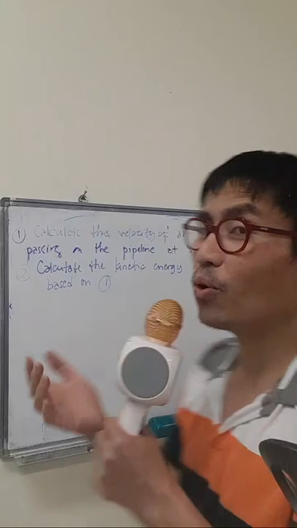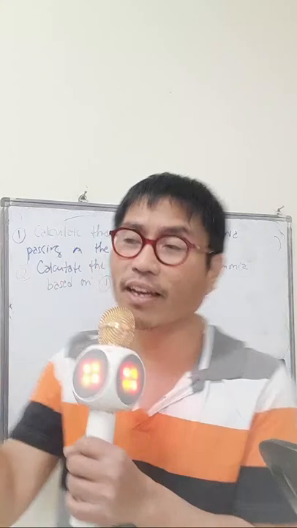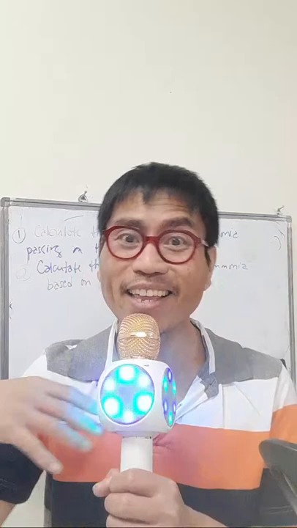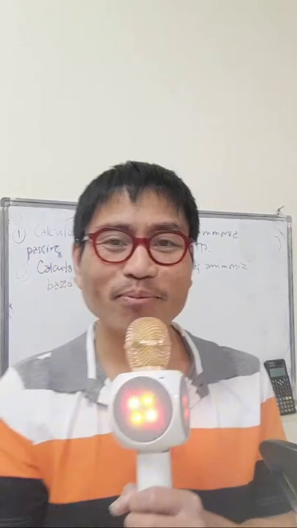So this is an exemption to a lot of problem solvings, because at least there must be one numerical data. But here, there's no data. Calculate the velocity of an ammonia passing on the pipeline at STP. Imagine you will compute the velocity without any distance covered. How could it happen? There's no speed, the speed is being asked, of course. There's no time.